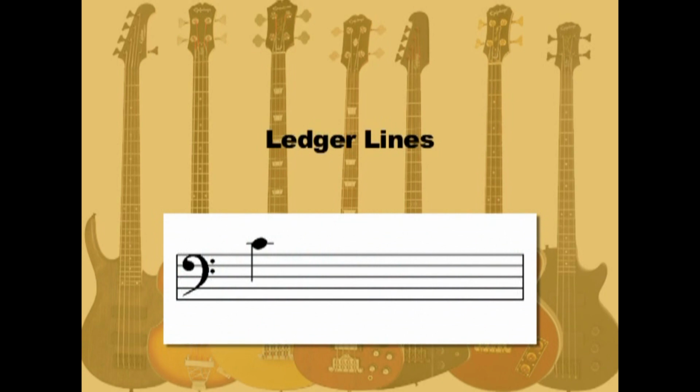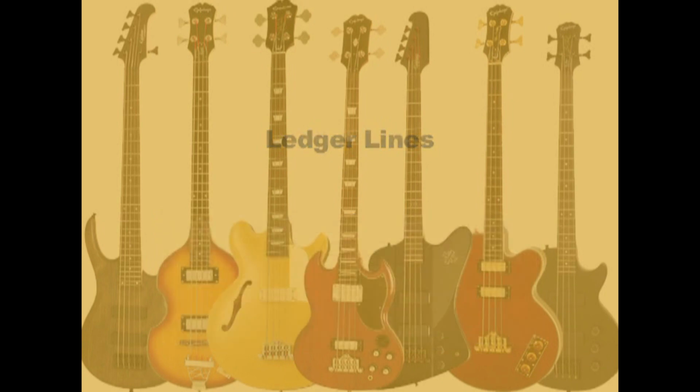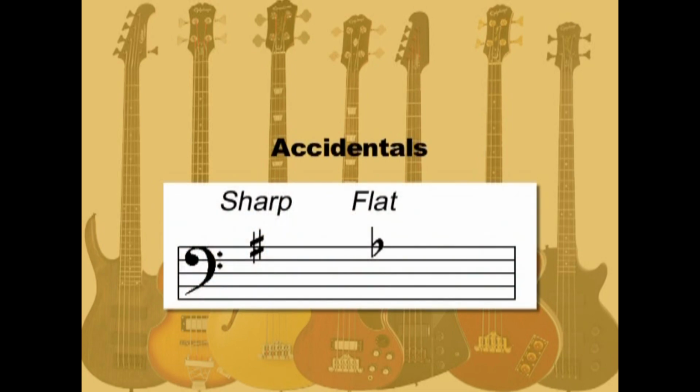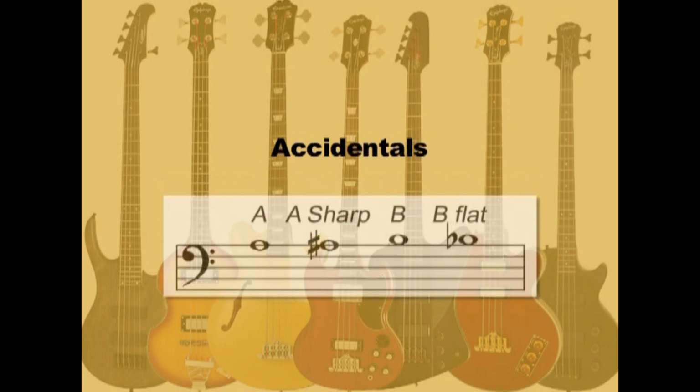Notes can extend above and below the staff by the use of ledger lines. There are also different versions of most notes called accidentals. Accidentals consist of sharps and flats. To make a note sharp is to raise it 1 fret on the bass. To make a note flat is to lower it 1 fret on the bass.